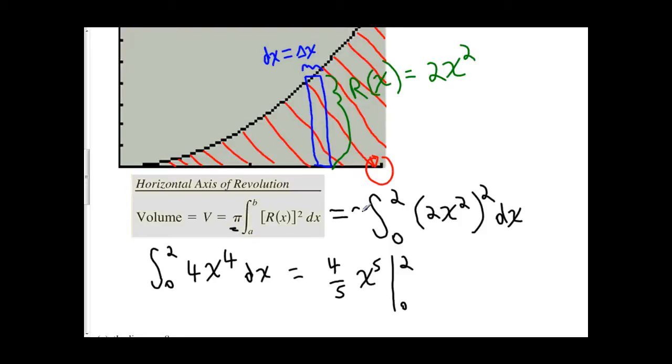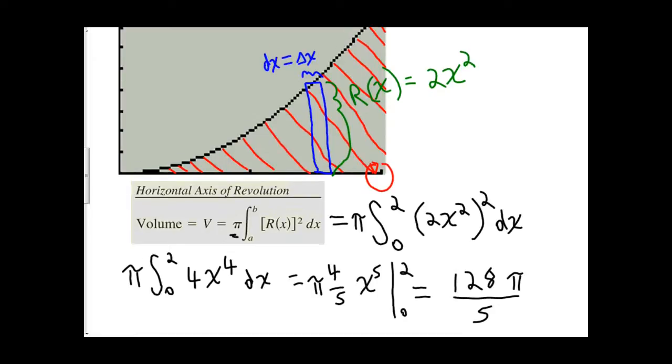So pi comes here also. And here's a pi over here also. So what we get is when we plug in these limits of integration, we get 128 pi over 5. And that would be the area of that region. Or excuse me, not the area of that region, the volume of that region.